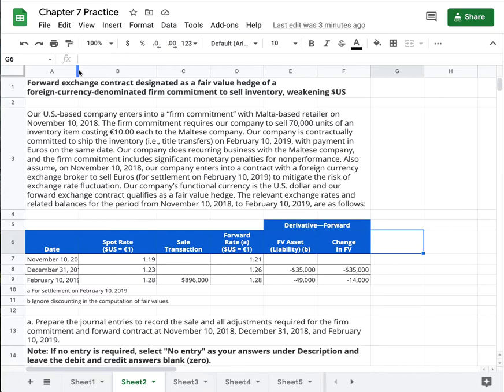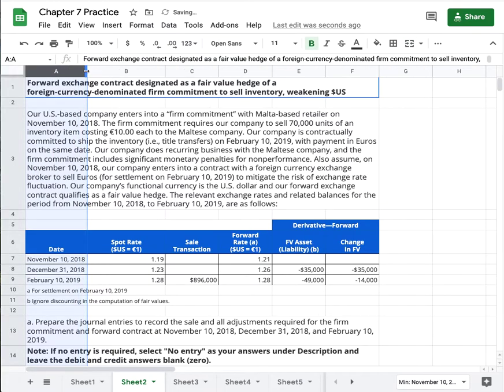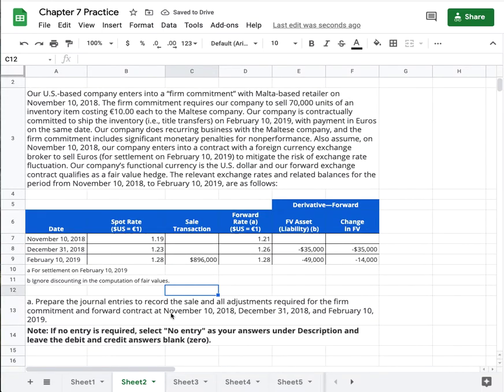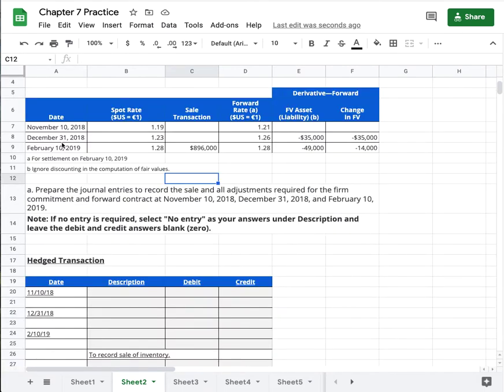Make this a little bit bigger here. So we have the date, the spot rate, sale transaction, forward rate, the fair value of the asset liability, and the change in fair value. And there's just these little notes here. A goes with this forward rate, stating that it's for settlement on February 10th, 2019, and B aligns to this fair value asset, saying ignore discounting on the computation of fair values.